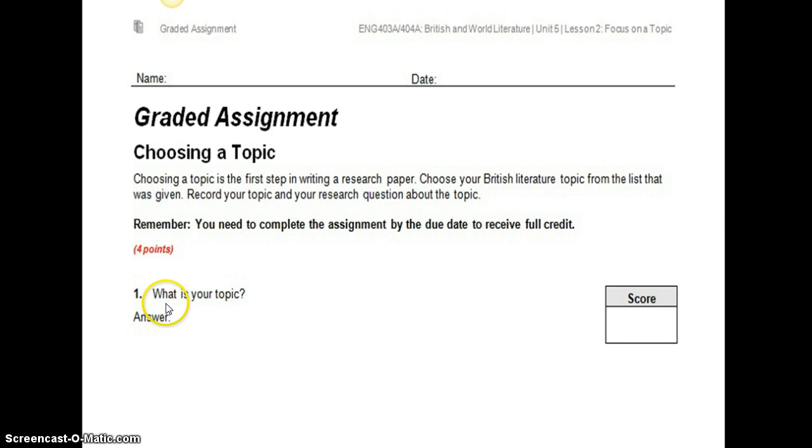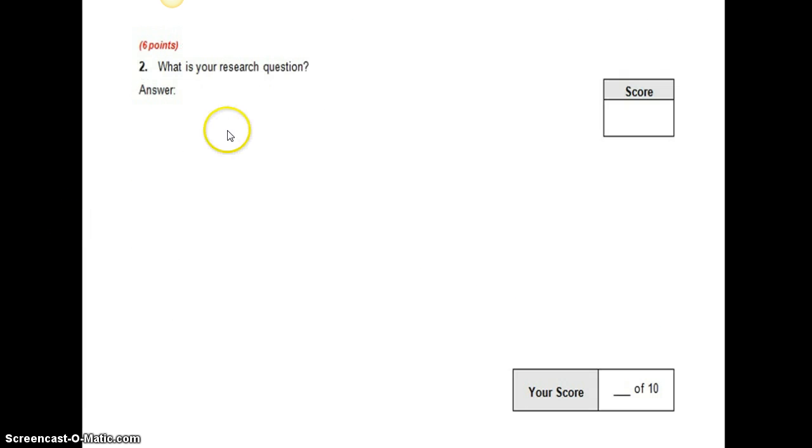You need to first answer what your topic is. That's going to be pretty broad, and you get 4 points for that. This next point is the really key one. What is your research question? What are you going to focus on? What are you going to narrow it to really answer? What are you going to look towards? What is that research question?